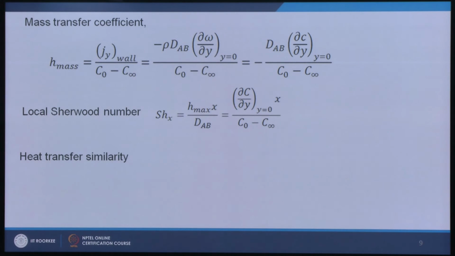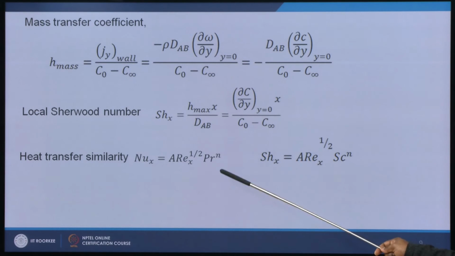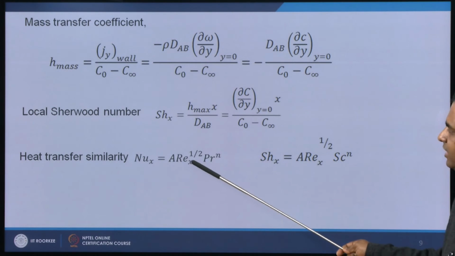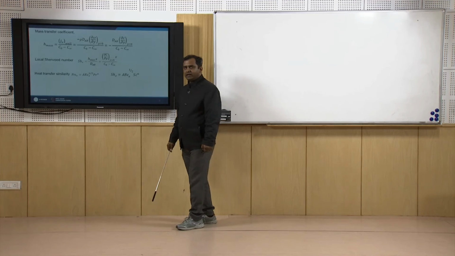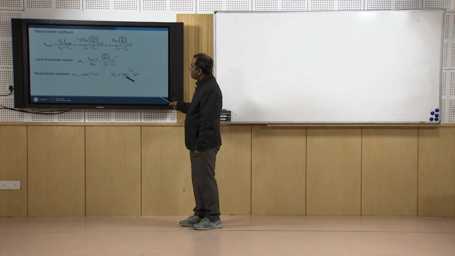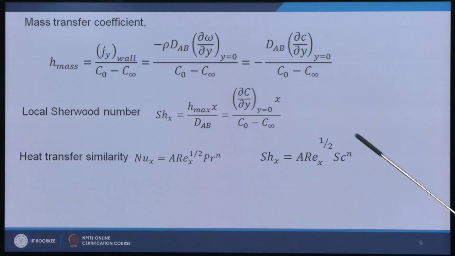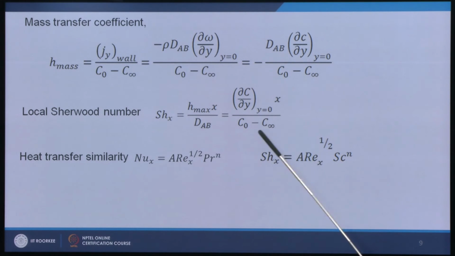If we try to find out heat transfer similarity, in convective heat transfer we have shown Nusselt number will be nothing but Reynolds number to the power half and Prandtl number to the power n. The value of n depends on the limits of Prandtl number, low Prandtl number limit and high Prandtl number limit. Here also we find Sherwood number is nothing but A into Reynolds number to the power half, and the new number which is analogous to Prandtl number comes over here as Schmidt number. Later on I will tell you what is Schmidt number. We can write this local Sherwood number as a function of Reynolds number and Schmidt number.